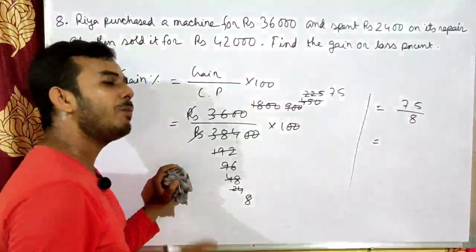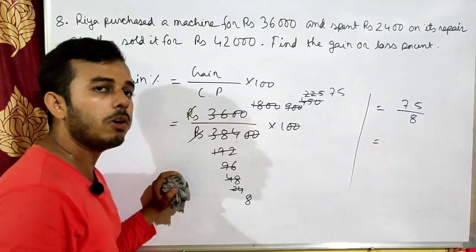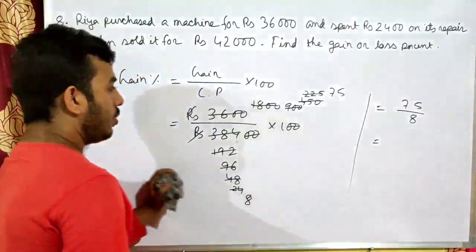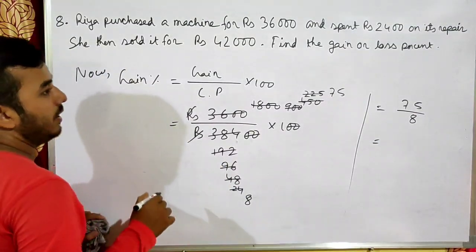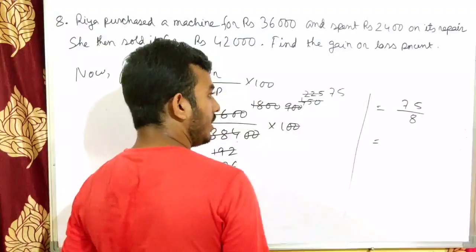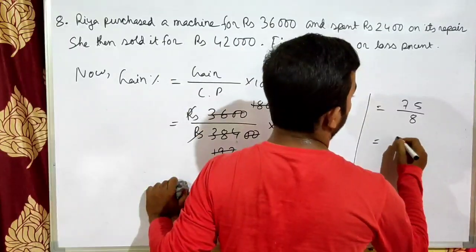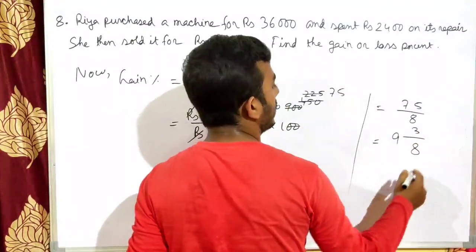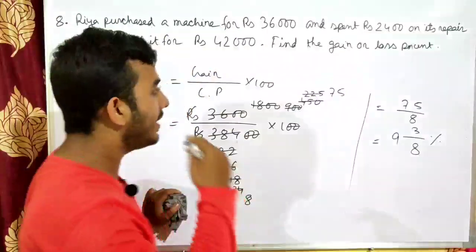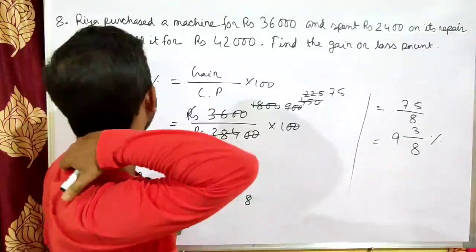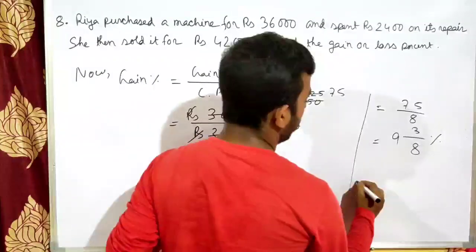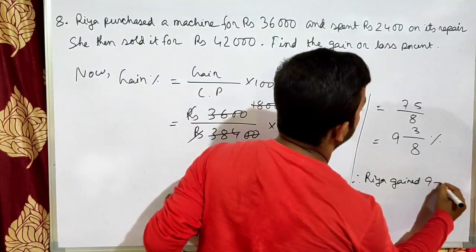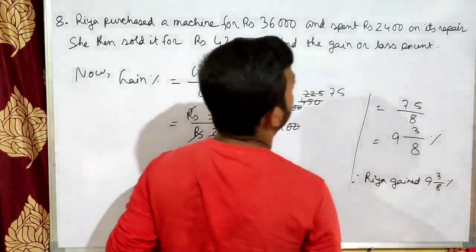Up to this you can write the answer and put the percent, no problem. But if you want to convert it into a mixed fraction, which is the standard form, it is better. 8 into 9 is 72, plus 3 is 75, so 75 divided by 8 percent. Therefore Ria gained 9 and 3 by 8 percent in her transaction.